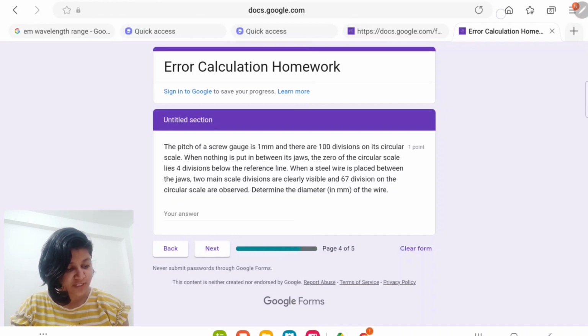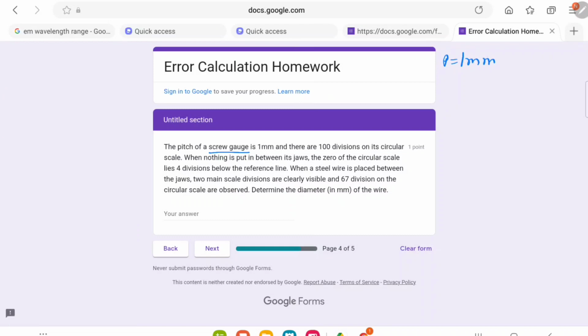We will now move on to the next problem, and here they have given us a screw gauge, and they are also telling us that the pitch is 1 millimeter. And there are 100 divisions on the circular scale. What does that mean? That means our least count is pitch divided by total number of divisions on the circular scale, or 1/100 millimeter. When nothing is put in between the jaws, the zero of the circular scale lies 4 divisions below the reference line.